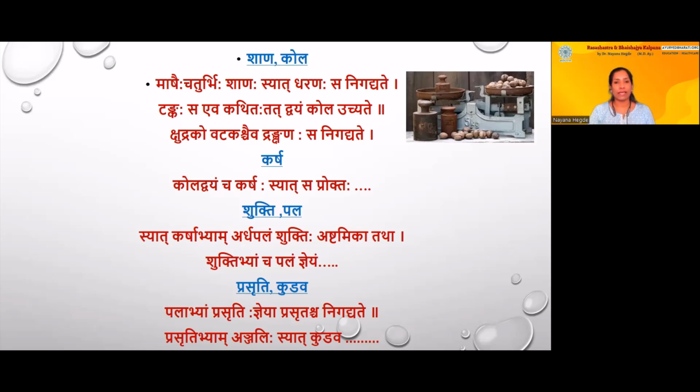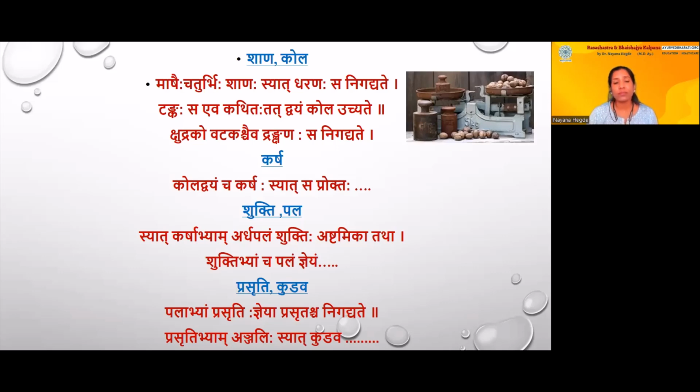Next is, what is Karsha? Kola dvayam cha karsha syat sa proktaha. Two Kola leads to one Karsha. So here what they have given, two Kola is equal to one Karsha. Next, what have they given? That is Shukti and Phala. Syat karshabhyam ardha phalam shuktihi ashtamika tata.